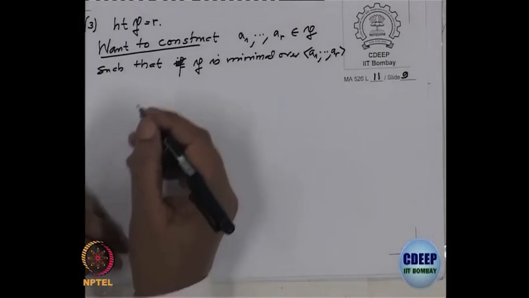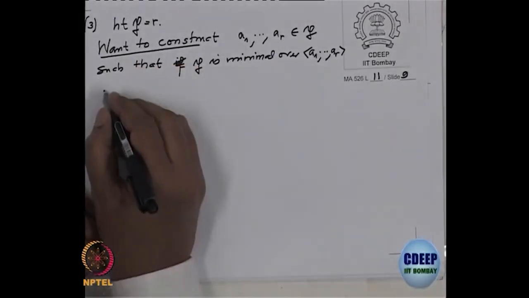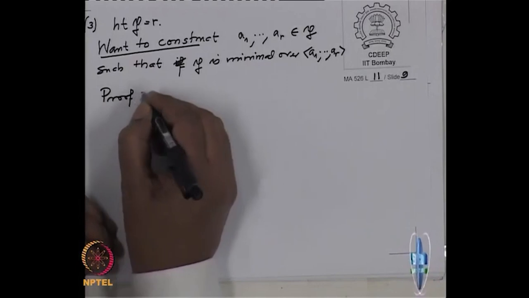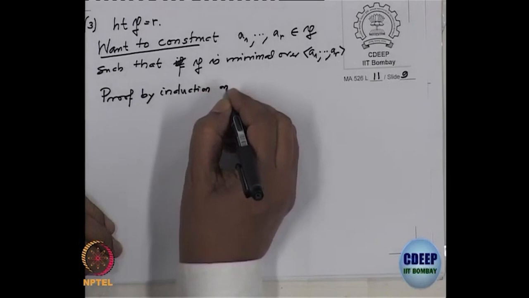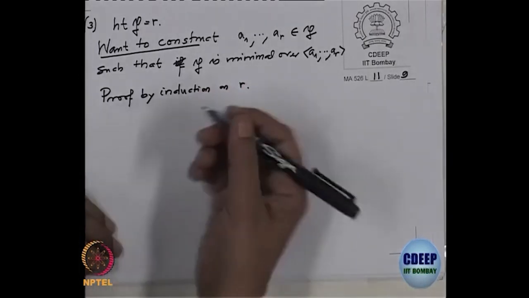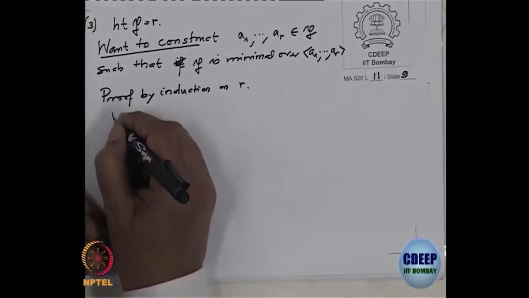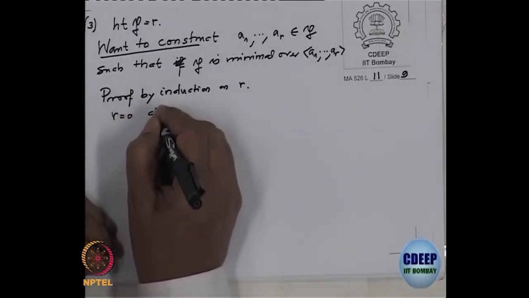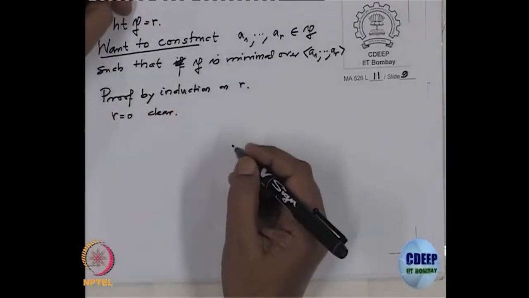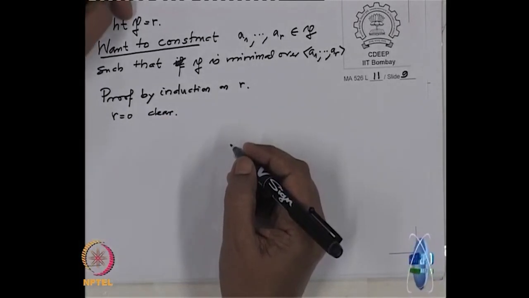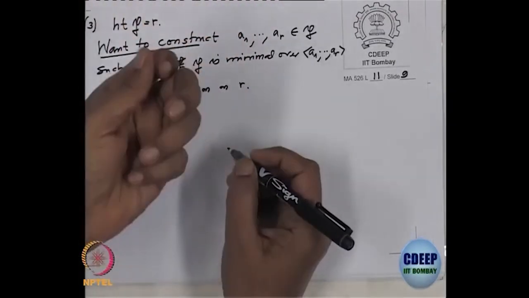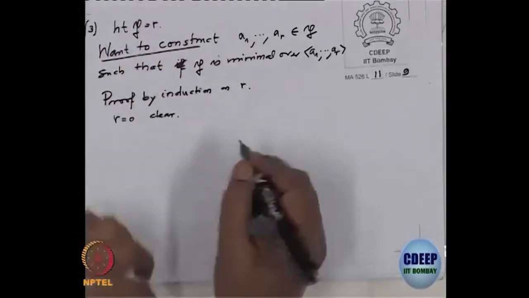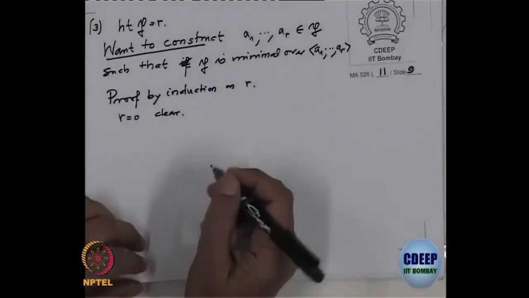This I am going to do by induction on R. For R equal to 0, the assertion is clear. Because R equal to 0 means what? Height P is 0, that is, it is a minimal prime ideal in a ring. So, I could take the empty set, I could take the 0 ideal. So, I got a minimal prime over the 0 ideal. For R equal to 1, there is nothing to prove.